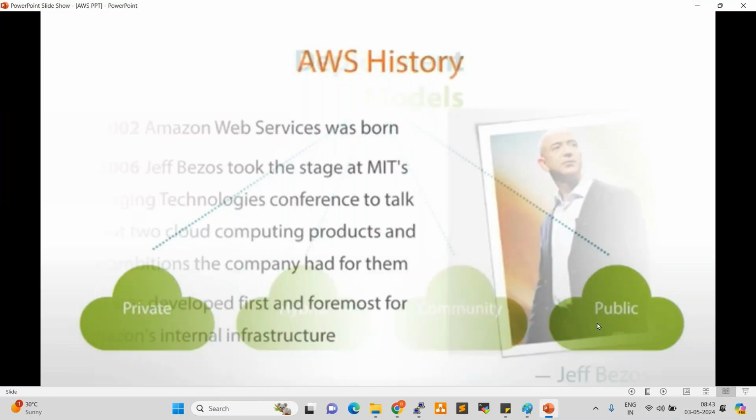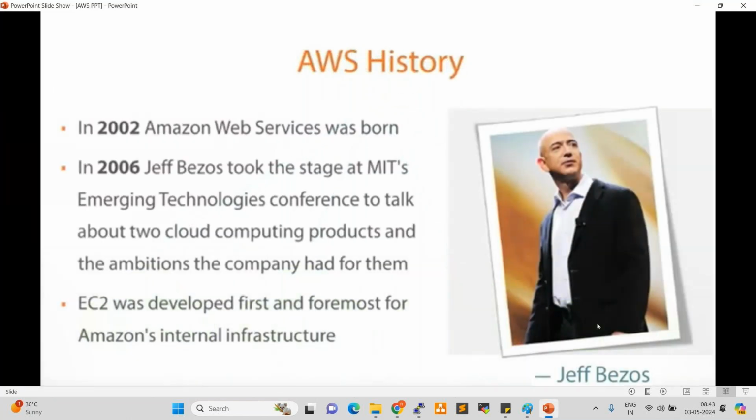Next one is Mr. Jeff Bezos, who invented Amazon Web Services. Amazon Web Services was born in 2002, right? Initially they started using it for their infrastructure, their business. Slowly, slowly they entered into the market. They started giving services to organizations, different companies, right?